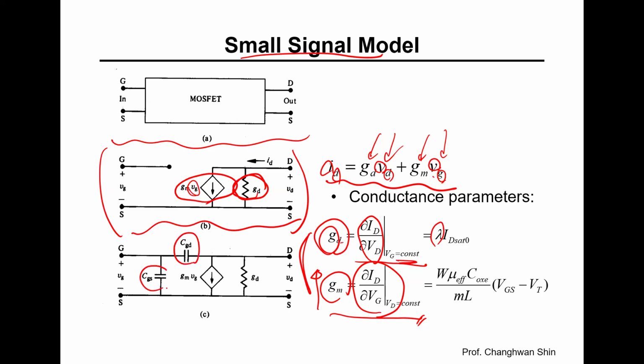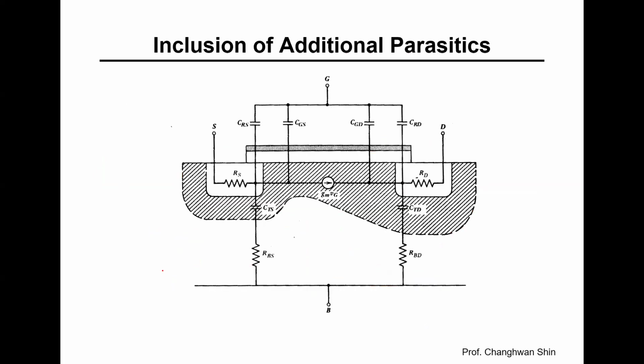Take a look at these two capacitive model components. We are going to discuss these in a future lecture. This small signal approach forms the foundation of analog circuit design, enabling the creation of amplifiers, filters, and other signal processing blocks. Now let's move on to the next slide. Inclusion of additional parasitics.